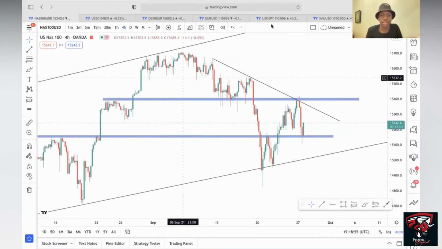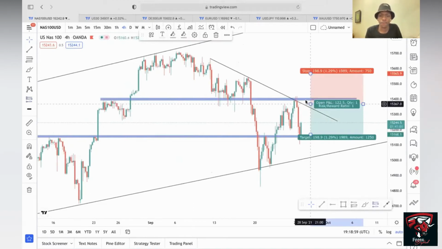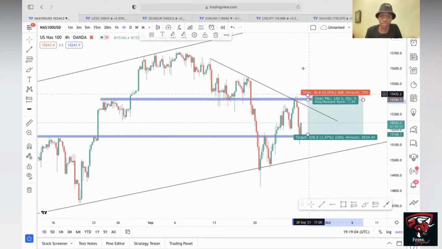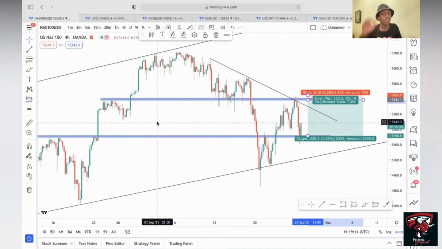So that's my Nasdaq analysis. I want to see how it reacts to that zone. Possibly drop down. So yeah, let me look at the chats.